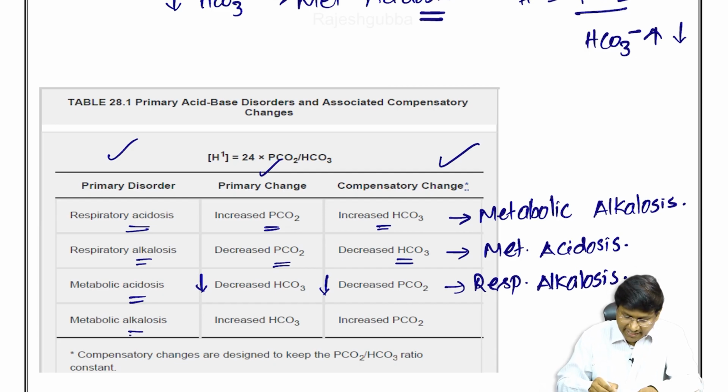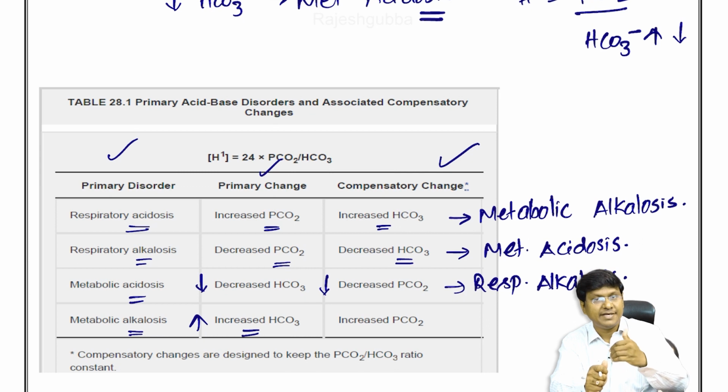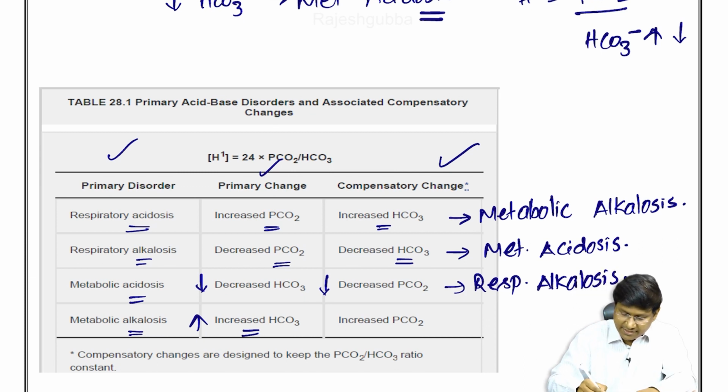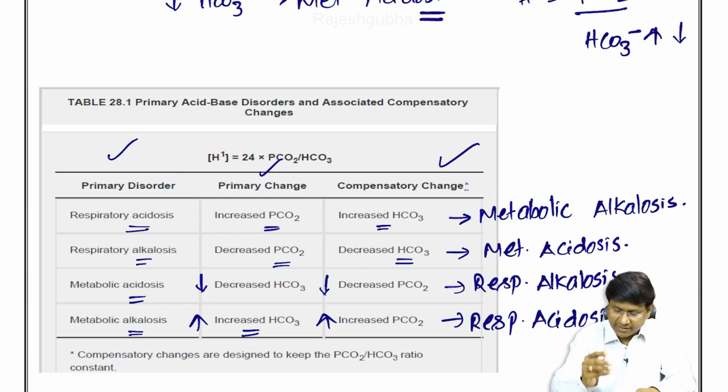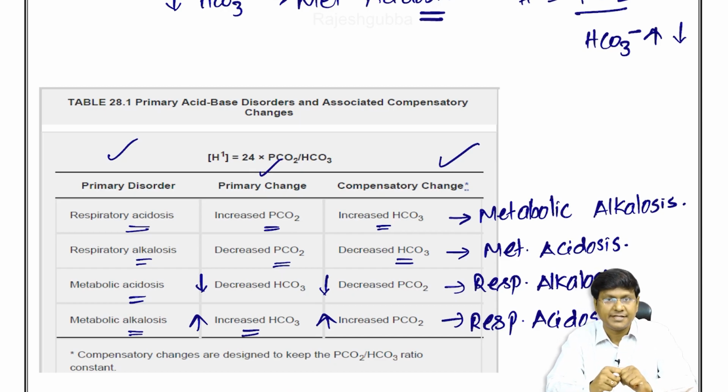And if there is metabolic alkalosis as the primary disorder, what should happen to your bicarbonate? There should be an increase in bicarbonate in case of metabolic alkalosis. So once there is an increase in bicarbonate, what should happen to carbon dioxide? The carbon dioxide also should increase. And once there is an increase in carbon dioxide, we call that respiratory acidosis. Right? Okay. So this is the primary as well as the compensatory. Whatever occurs to compensate for the primary is called the compensatory change, right?